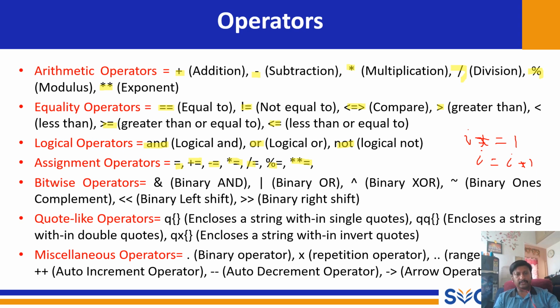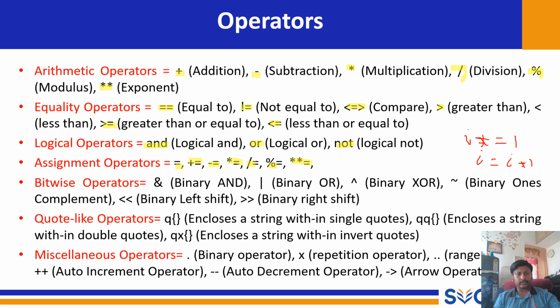Now let me take you to the bitwise operators. Single ampersand for binary and, single pipe symbol for binary or, and cap symbol for binary XOR, exclusive OR, and the tilde for binary ones complement, double lesser for binary left shift, and double greater for binary right shift operators.